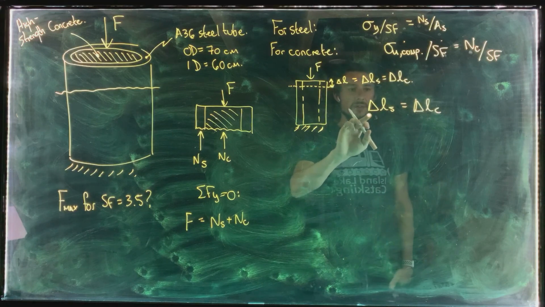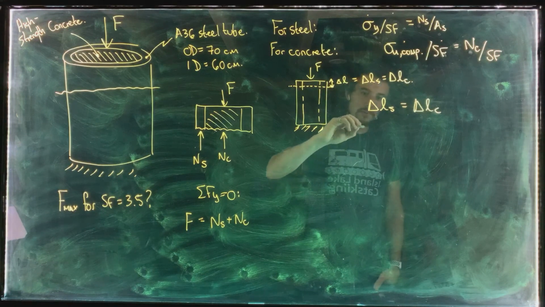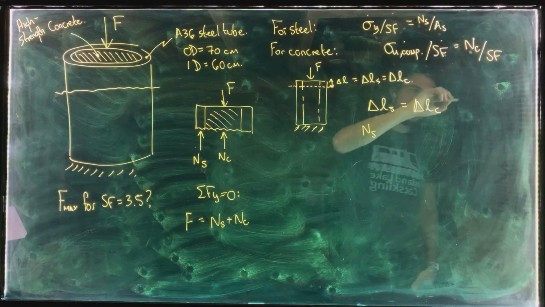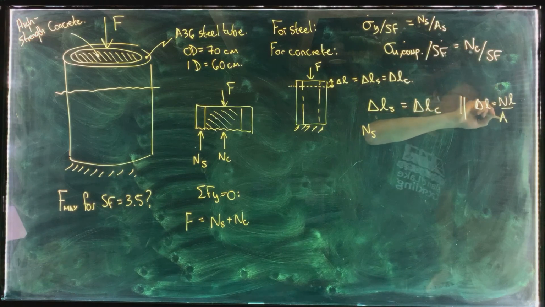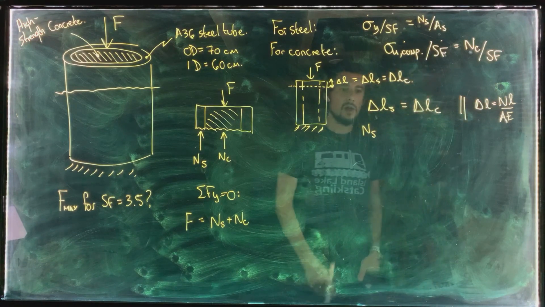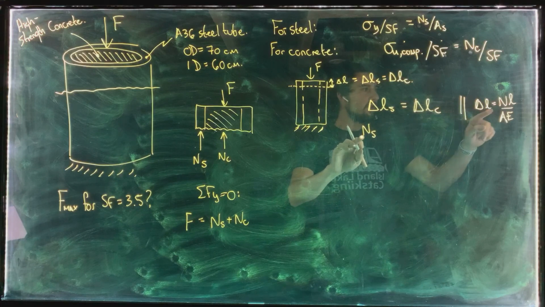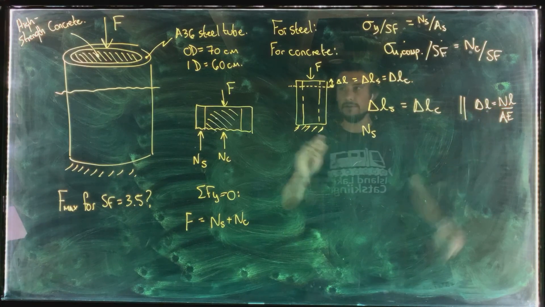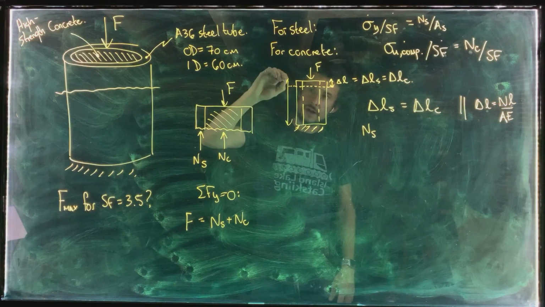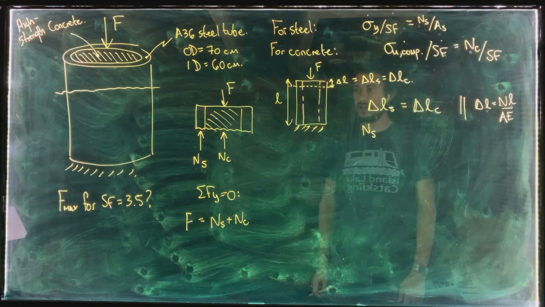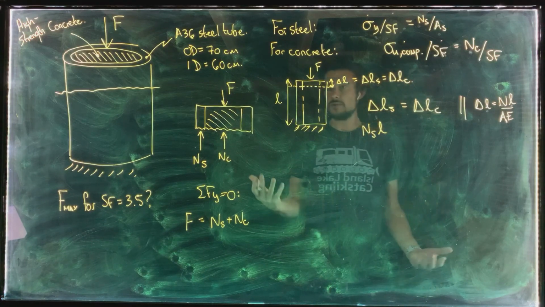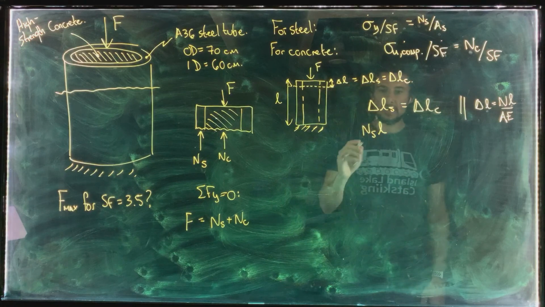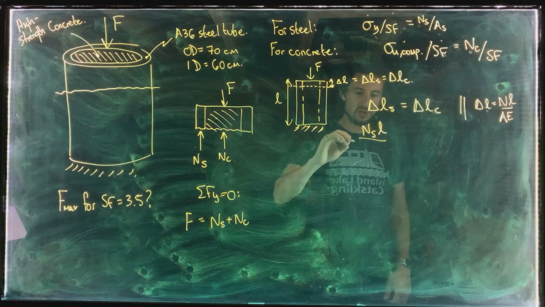So change in length of the steel is going to be the normal force in the steel. Again, this is just using our change in length is NL over AE equation here. The change in length of the steel is going to be the normal force in the steel multiplied by the length of the steel. Now, the length of the steel and the length of the concrete are the same, and I'm just going to call them variable L here. I'm not going to put subscripts because they're the same for both materials. And then we divide by the cross-sectional area of the steel.